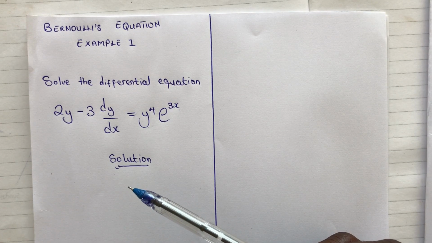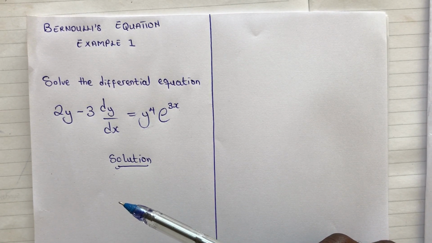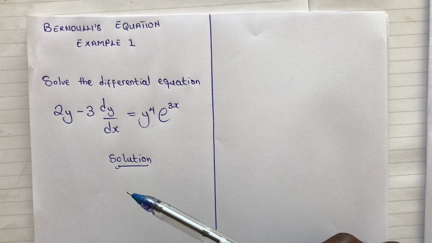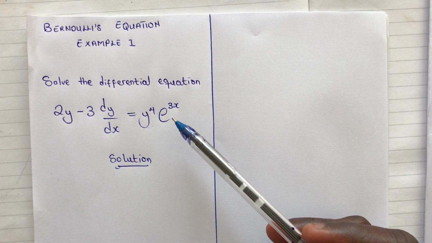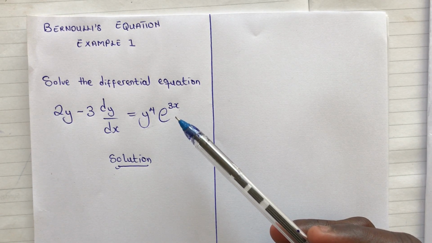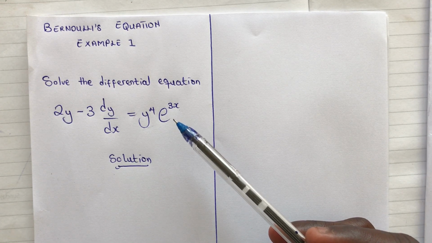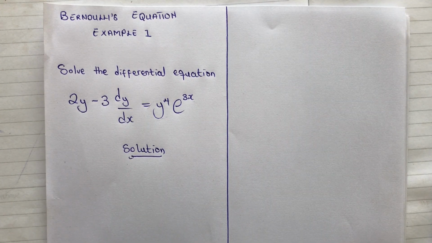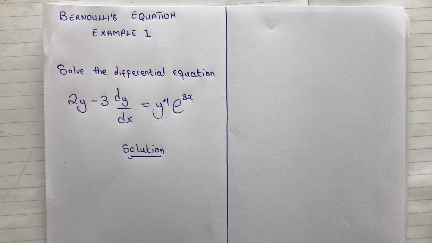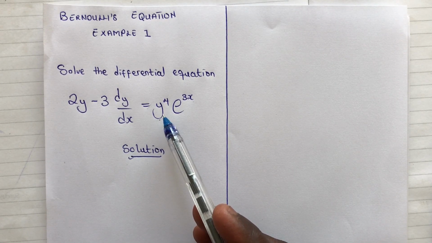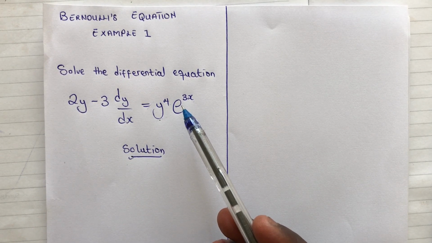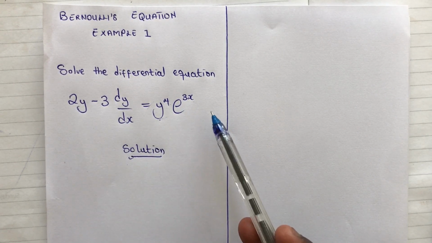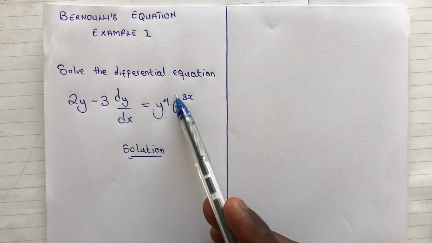Now we have 2y minus 3 dy/dx equal to y to power 4 e^(3x), exponential function of 3x. This is a Bernoulli's equation, so how do we solve it? We need to first reduce it into a linear first order differential equation. Then we will use the integrating factor to solve. Like I said in the introduction, the first step of a Bernoulli's equation is to get rid of y to the exponent n, which is y to power 4, on the right hand side of the equation. We need to divide the whole function through by y to power 4 so that we can cancel this side.